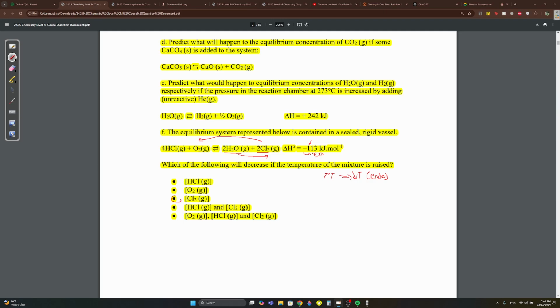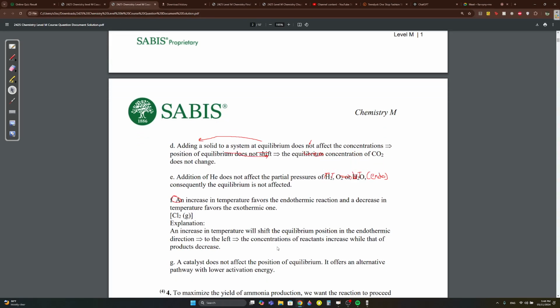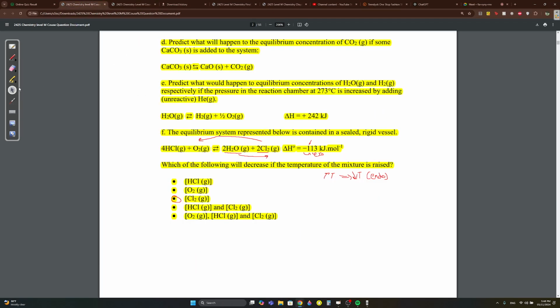So I guess it would just be this one. That's it, I guess. The third one. Yeah, the products decrease. Yeah, Cl2. Okay, yes. Okay.